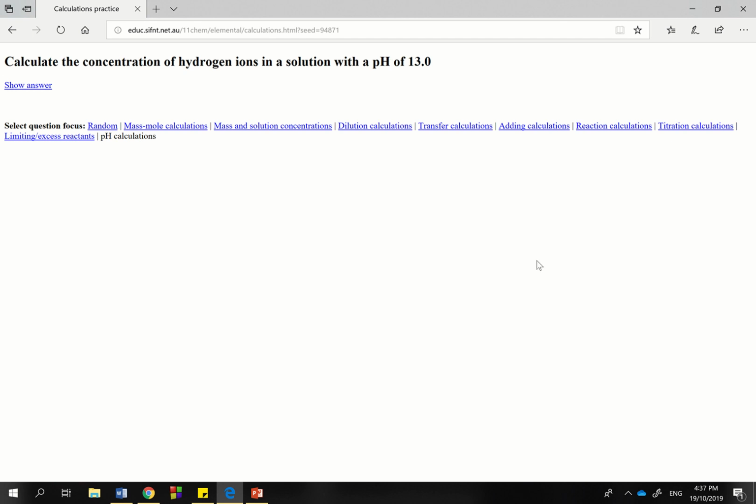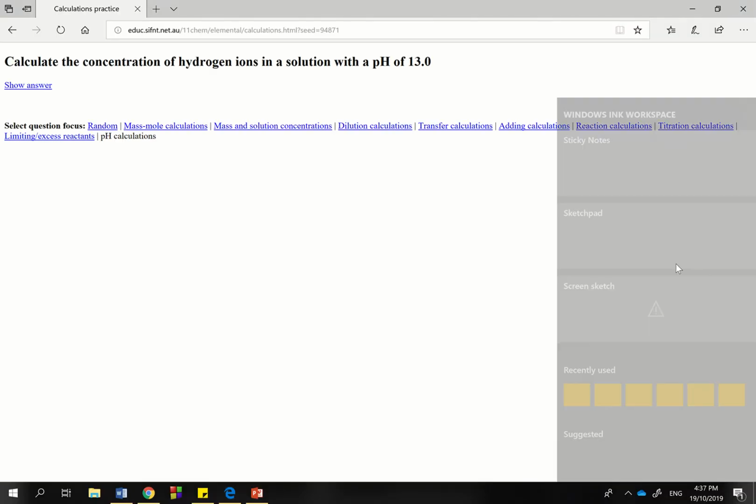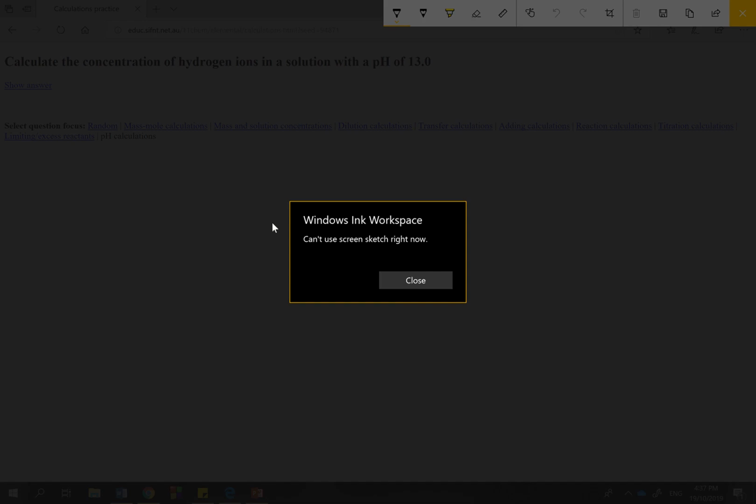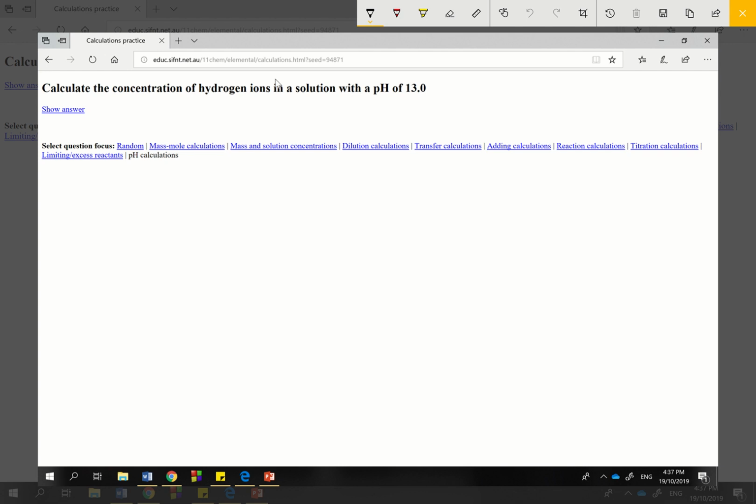So what we can do now is get up the screen sketch so I can write down and highlight things in this blank space here, not the sketch pad. Sorry, the screen sketch. Okay, now for some reason I can't use it. Okay, there we go. Now it's up.